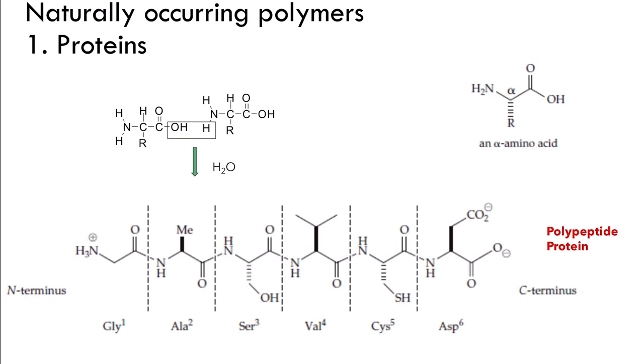Naturally occurring polymers, we have the protein first. Proteins are formed of polypeptide chain, and they are formed of a condensation polymers between amino acids, where a peptide bond is formed and then a water molecule is removed. We have different amino acids which are joined together to form the polypeptide chain, which is a type of condensation polymers. This is naturally occurring polymers.